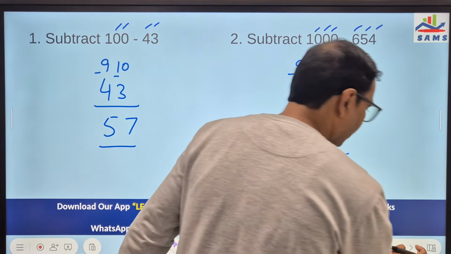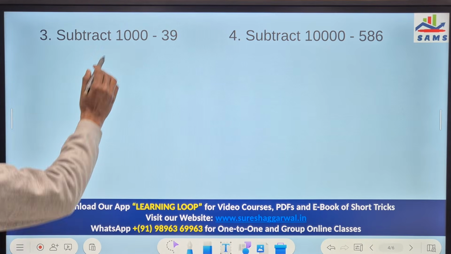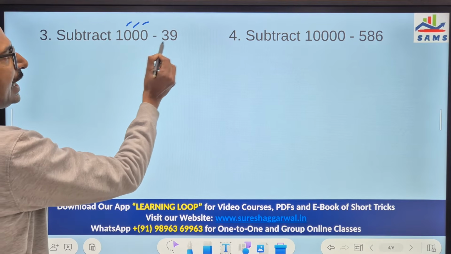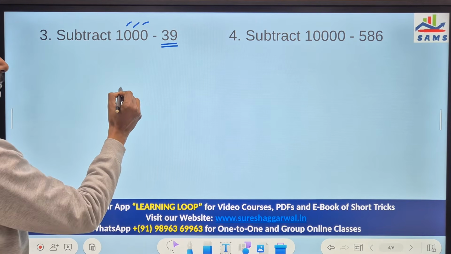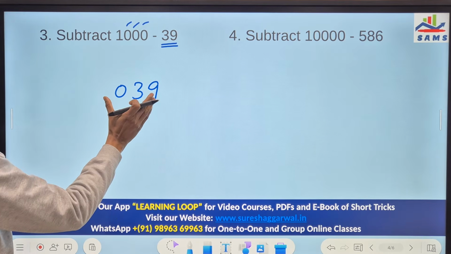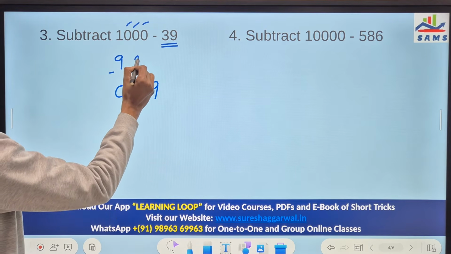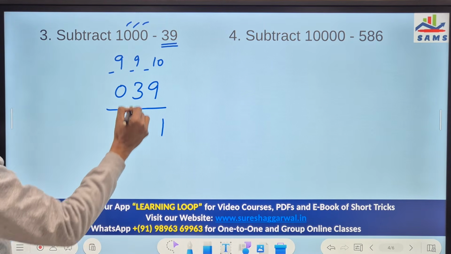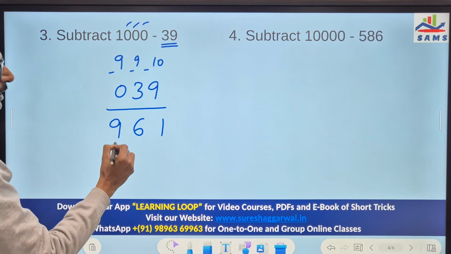Let us complicate the problem now. Here we have 1000 minus 39. So you can see three zeros and only two digits. So I will prefix a 0 and then write 39 so that this becomes a 3-digit number. And now all from 9 and last from 10 gives me 1, 6 and 9, and there is your answer for the subtraction problem.